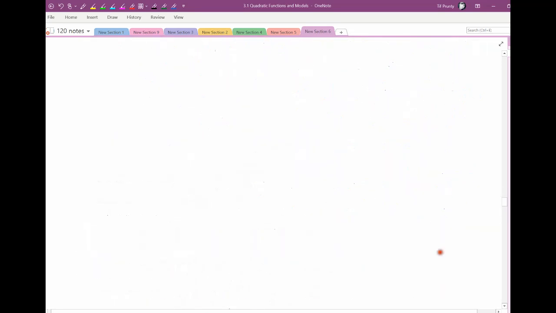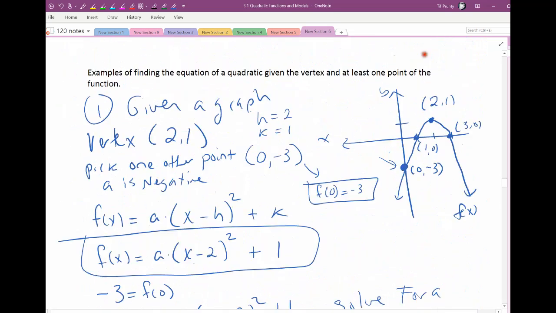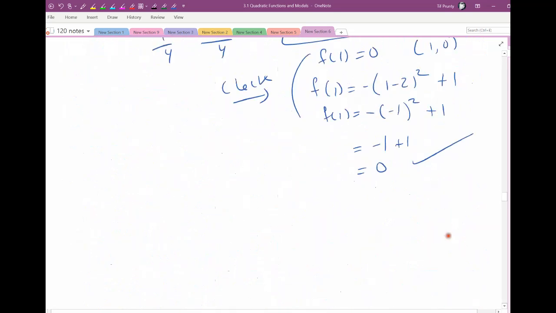Maybe. Where's my second example? Oh, I have to write it out. Alright, my second example.